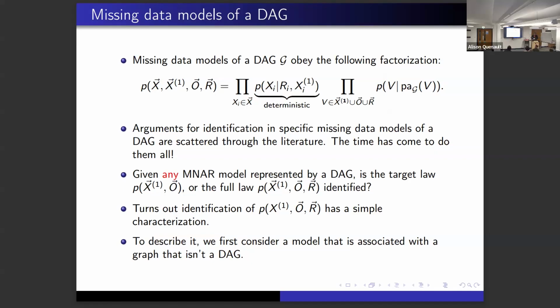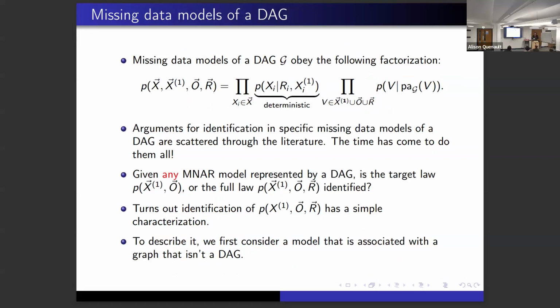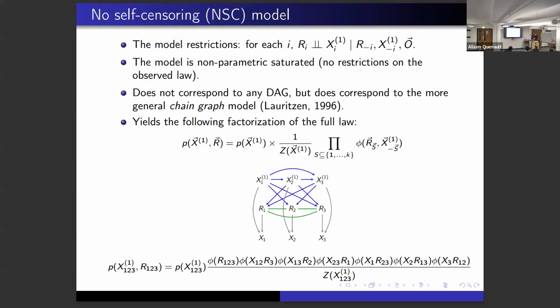Okay, and so to get to that, we'll talk about this suspicious non-DAG in D first. So the no self-censoring model goes like this. You can take my word for this for now, but the restriction for this model is that every indicator is independent of its underlying variable given everything else, the other variables and the other indicators. And this is symmetric because you condition on everything else. You don't condition on the past, like in the DAG. And this is why you don't necessarily get an ordering here.